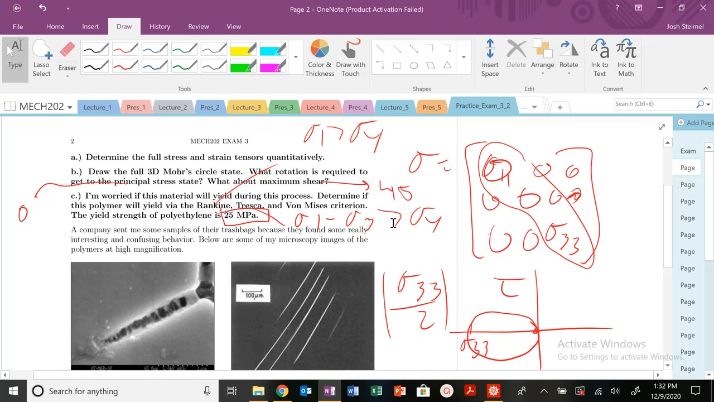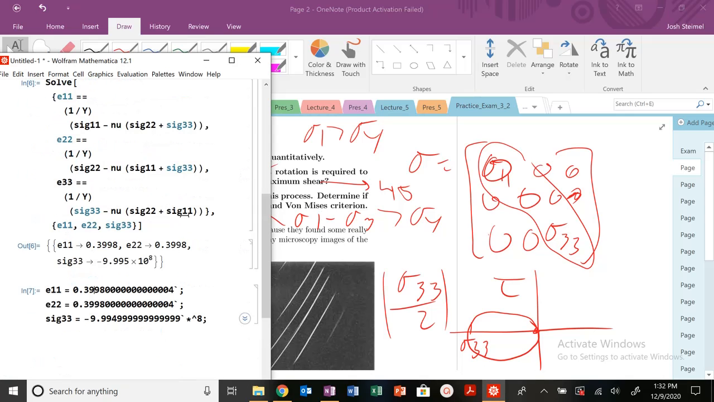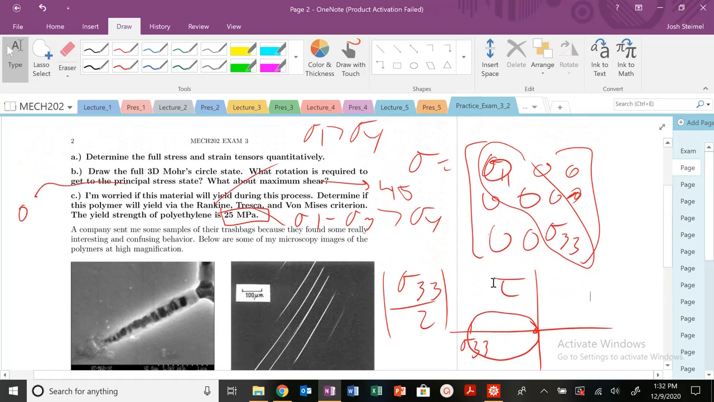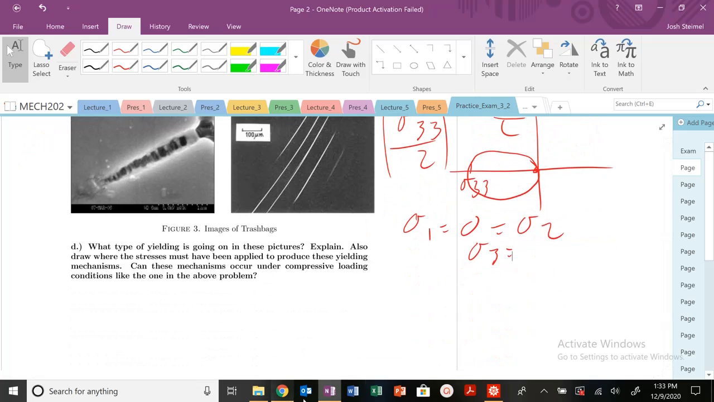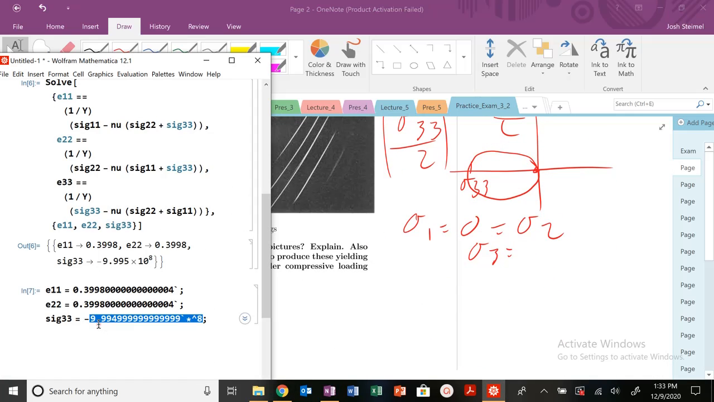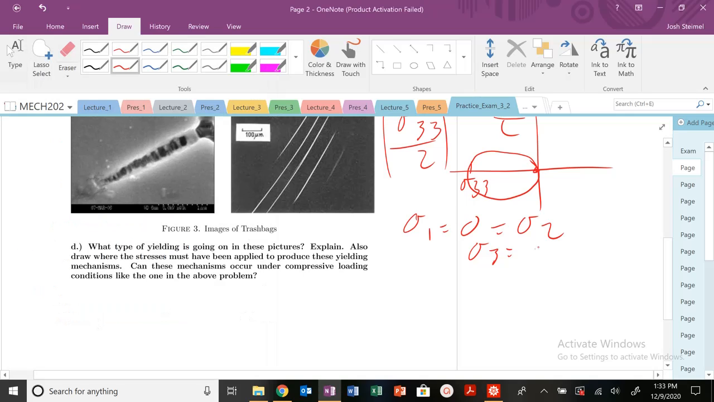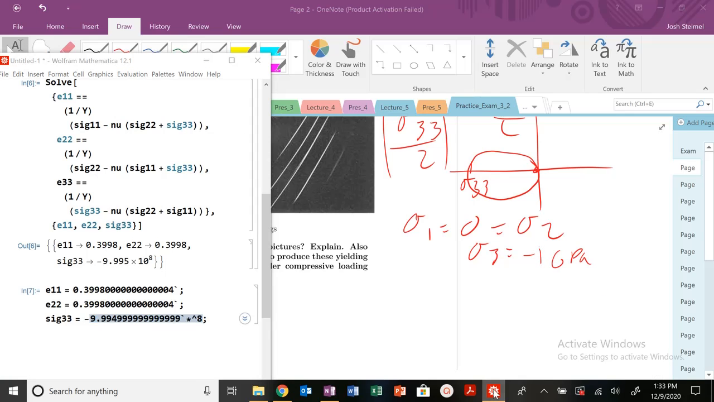So when we look at these values right here, let's look at our stresses. Technically our sigma 1, our maximum normal stress, is going to be 0. So sigma 1 is equal to 0, which is equal to sigma 2, and sigma 3 would be our negative value. Going strictly by our definitions, this is approximately, I'm going to say, minus 1 gigapascal. Let's go ahead and double check that. Yep, I agree with that value.